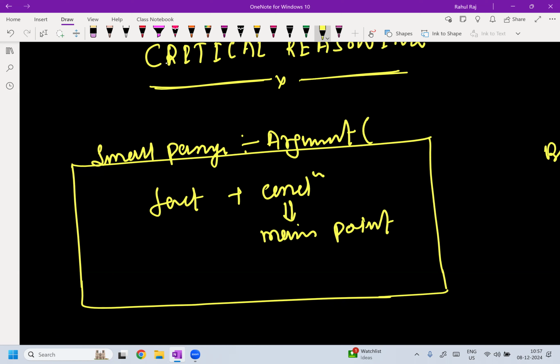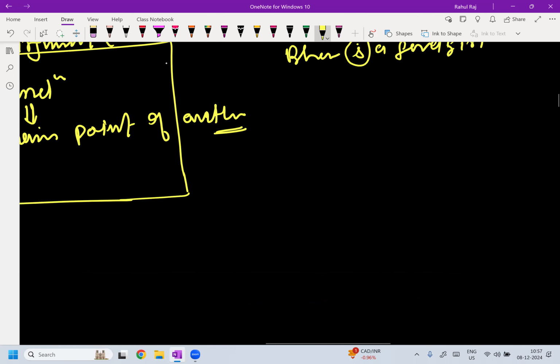Main point of the author. Tell me one thing, and this is something which all of us do, but we don't relate to it. Can you come and tell me, "Rahul, India would become a developed nation by 2050?"